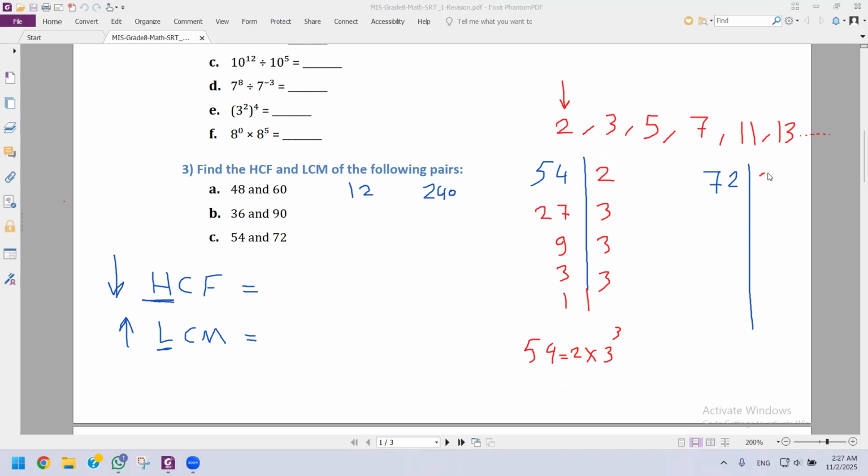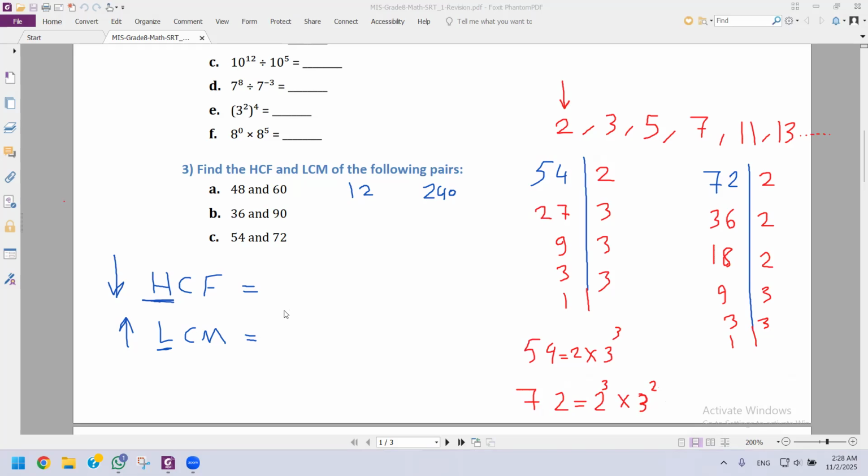Now 72 divided by 2 is 36. Divide by 2, 18. By 2, 9, 3, 3, 3, 1. So let me write it here down. 72 is equal to 2 power 3 times 3 power 2. Which is 9 times 8.